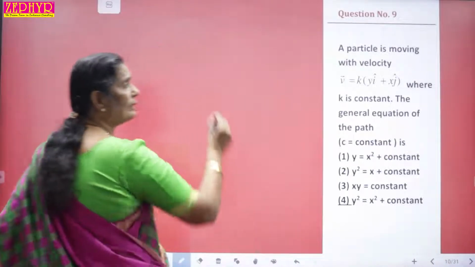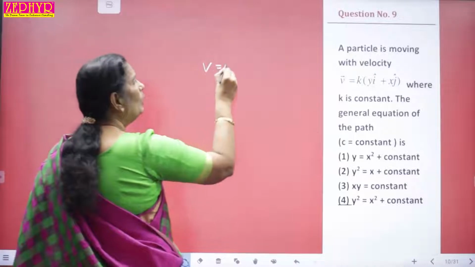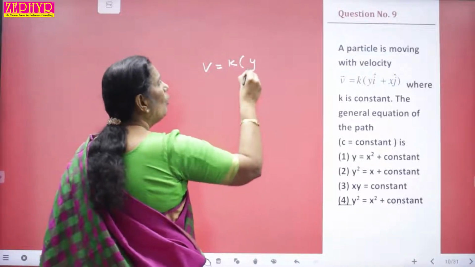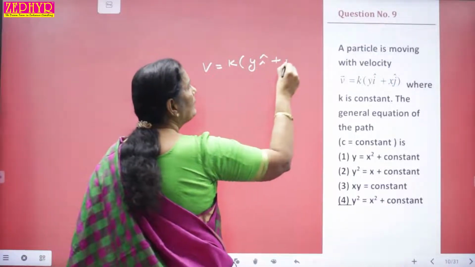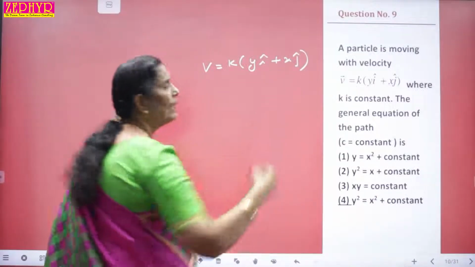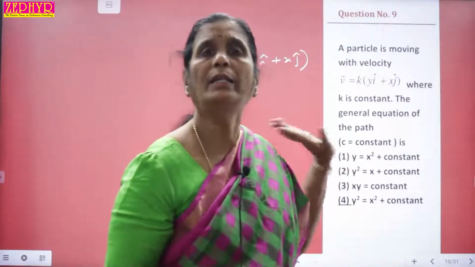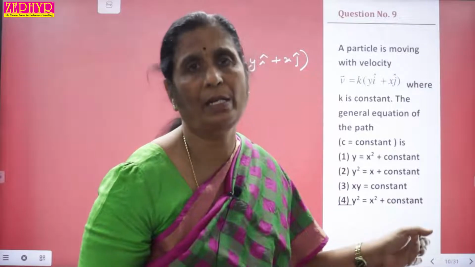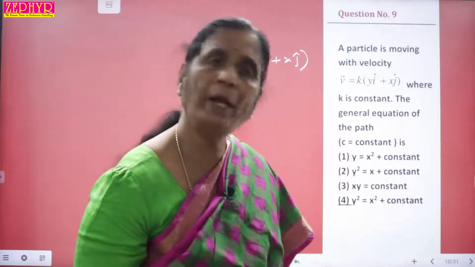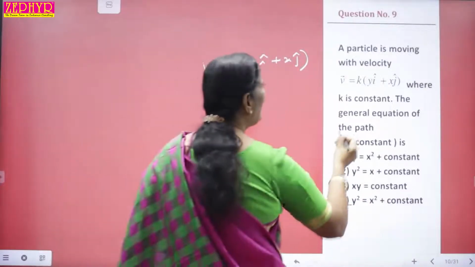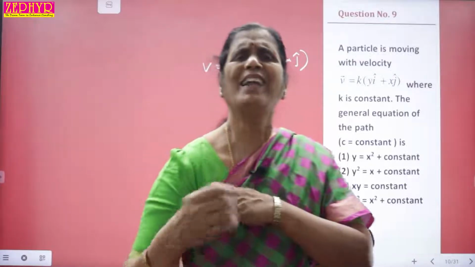A particle is moving with velocity V is equal to k into y i cap plus x j cap. From the observations we can say that this is the velocity of the particle in 2 dimensions, because we are having an x component and a y component. So then what is the general path? General path is the x and y relation.